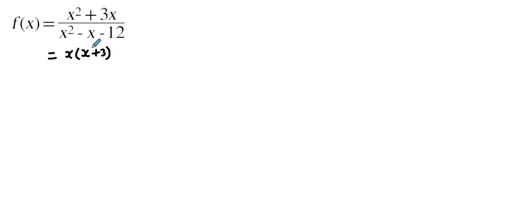Don't forget, you can always go back and check your factoring by redistributing in, and so x times x is the x squared, x times 3 is the 3x. So one or both of them could be canceled, depending on what the denominator simplifies to. This is a trinomial, so we can use trinomial factoring, and we know we're looking for two numbers that will multiply to negative 12 and add to negative 1.